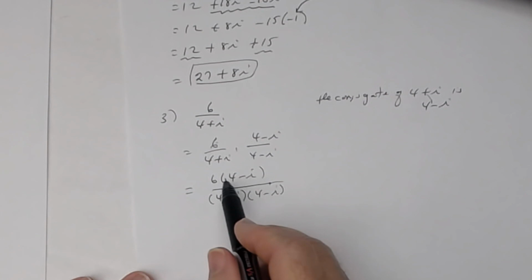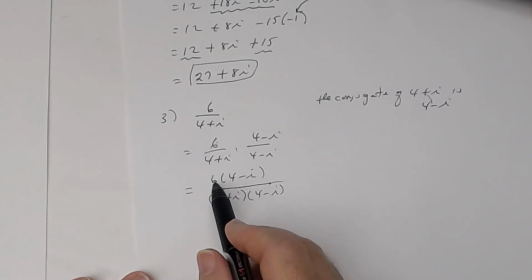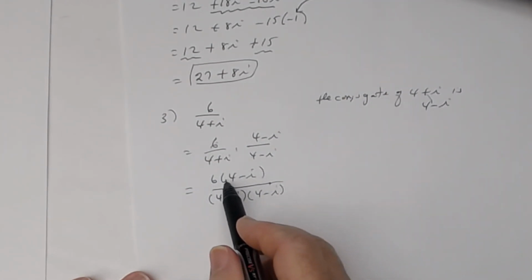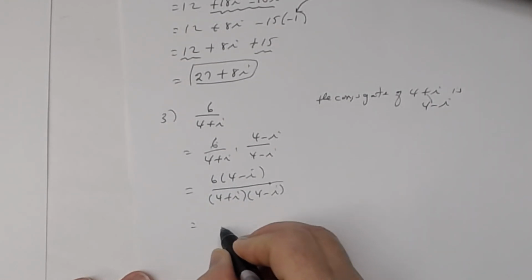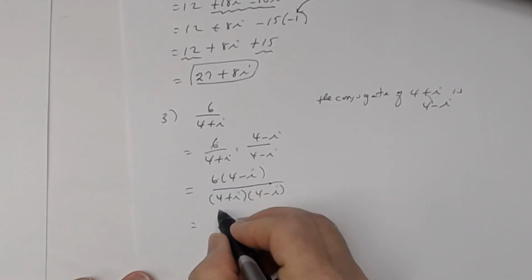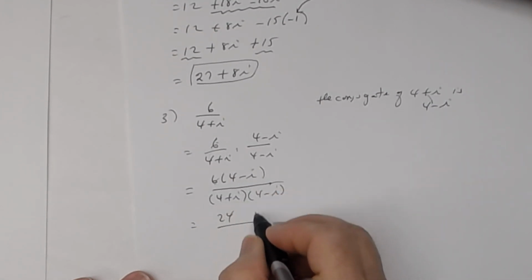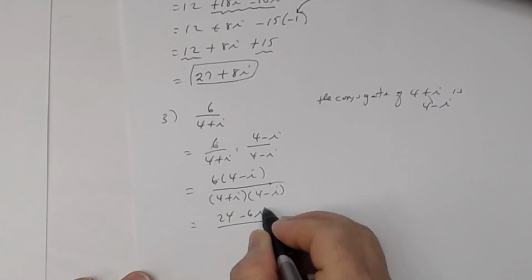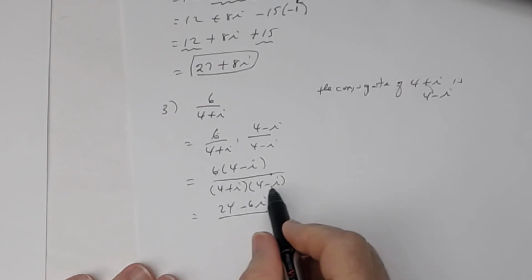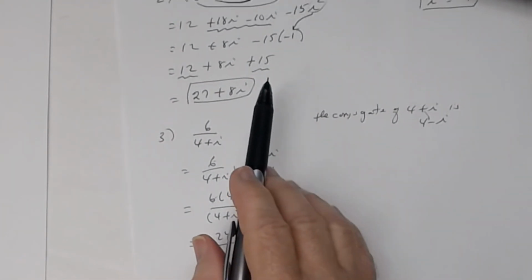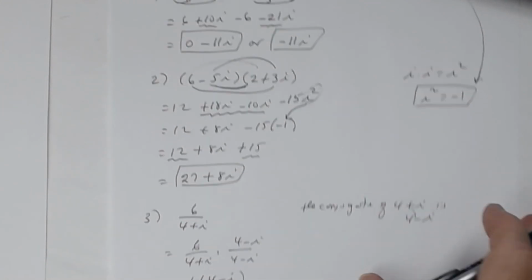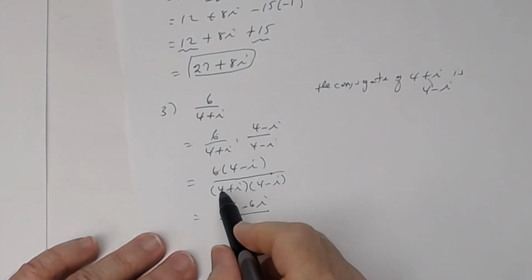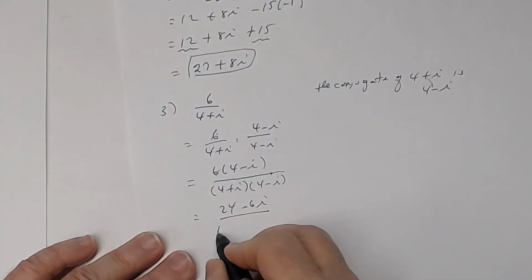In the numerator, I can just use the distributive property because this is a binomial being multiplied by a monomial. So the distributive property works easily here. So I get 6 times 4 is 24. And then 6 times a negative 1i is a negative 6i. The denominator, you're multiplying two binomials, so we're going to do it just like we did this. We're going to use the FOIL method. So when I do that, I get 4 times 4 is 16.